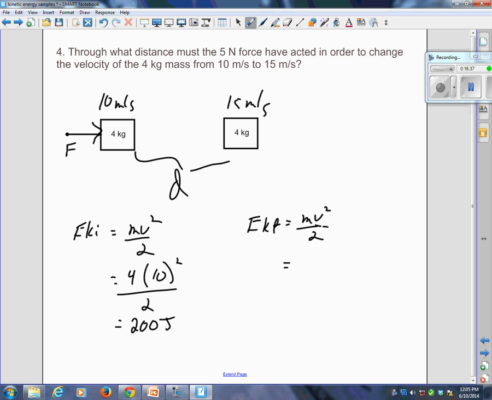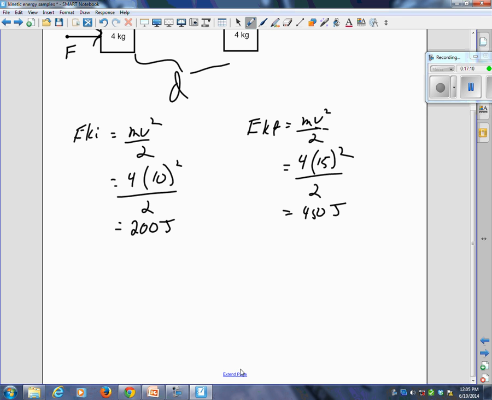The mass is 4, the velocity is now 15. Nothing's changed except I've put in a different velocity. I have 450 joules of kinetic energy at the end. My kinetic energy has increased. How come? Because I did work. I applied a force through a distance. I want to know how much distance, therefore I need to know how much work. Can you tell me how much work?